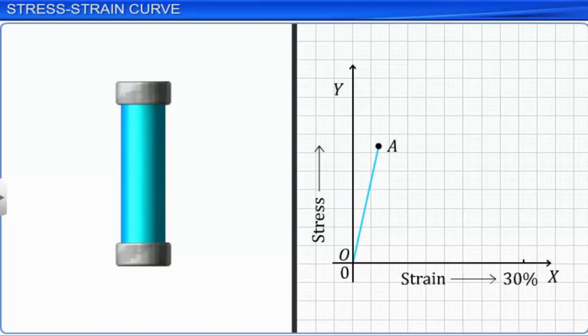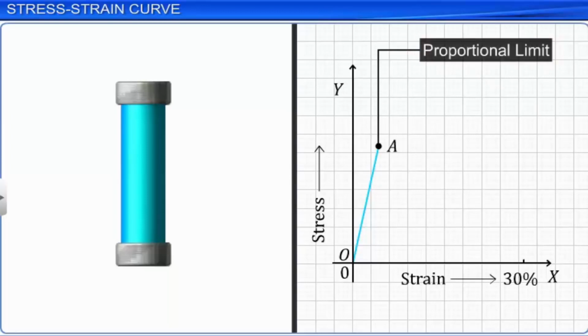As the strain increases further, the graph no longer remains a straight line. However, in the region of the graph between points O and B, if the load is removed at any point, the body completely regains its original length. Point B on the graph is called the elastic limit. The stress corresponding to the elastic limit is the maximum stress the substance can withstand without any residual strain when the load is removed.